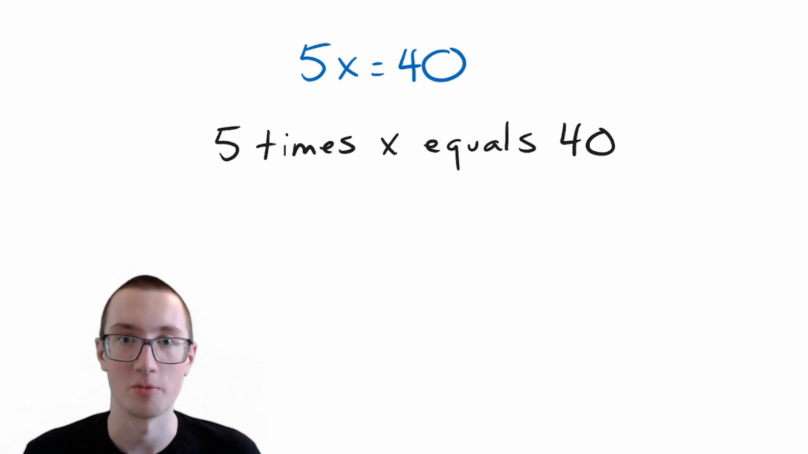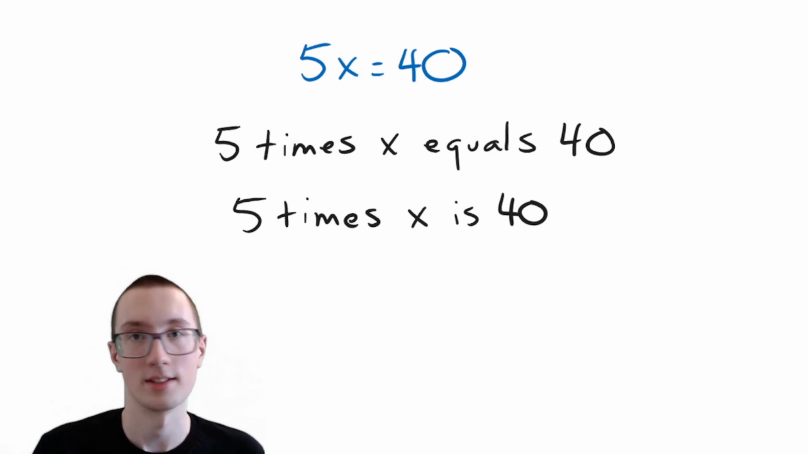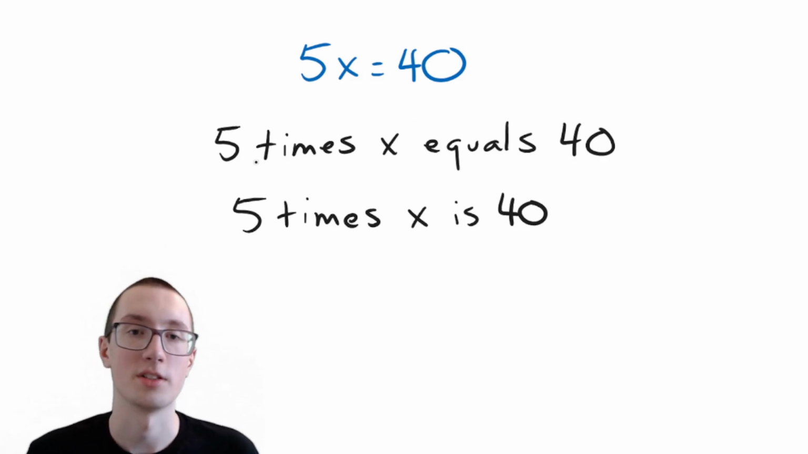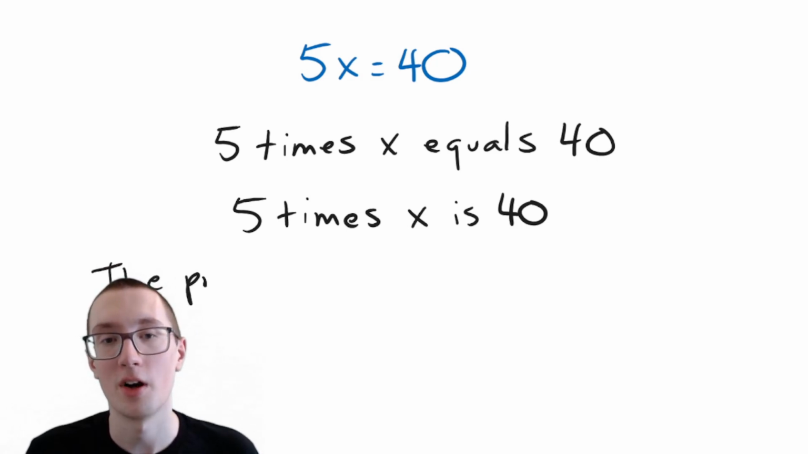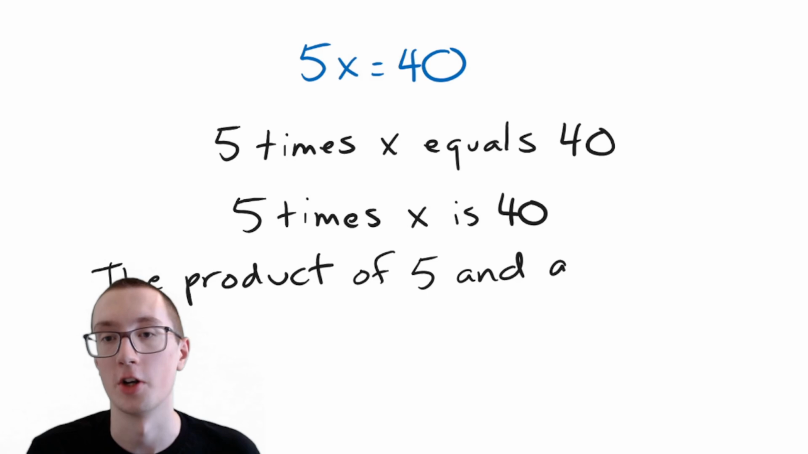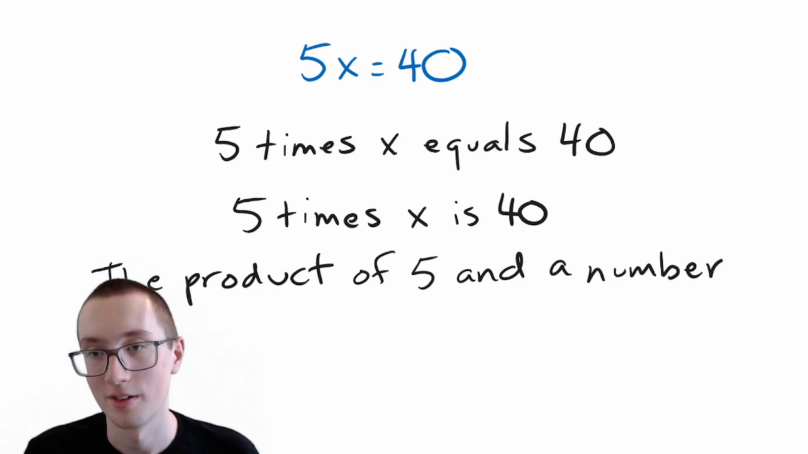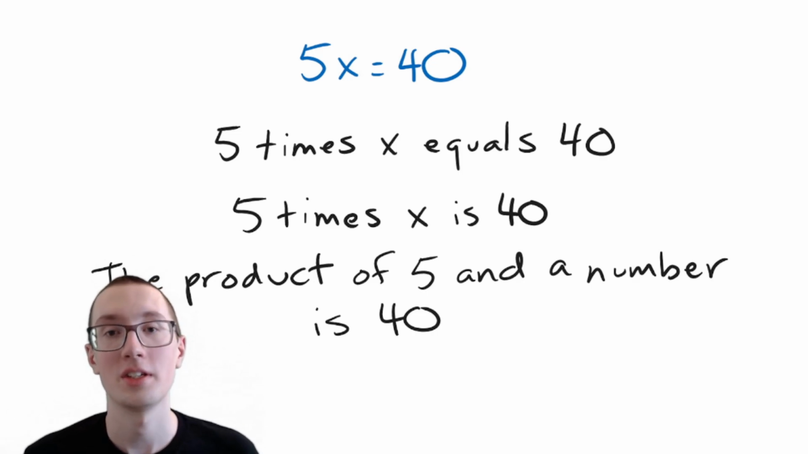Of course, there are other ways you can write it. A lot of the times, if you look in your textbook, instead of the word equals, they'll put the word is. So in this case, we could say 5 times x is 40. That's the same thing as equals. Or if you want to sound really fancy and impress your teacher, you could put the product of 5 and, we can even say, a number is 40. And now all of a sudden, you sound really fancy and you're so good at math. But yeah, all of these are acceptable.